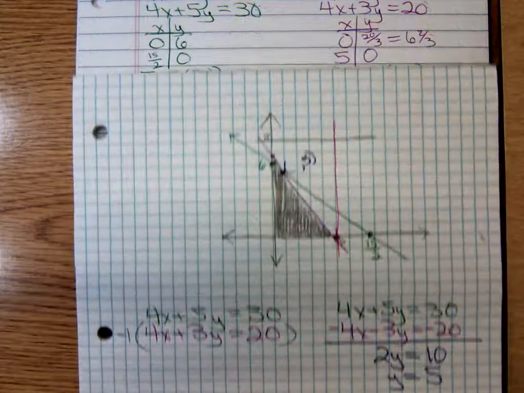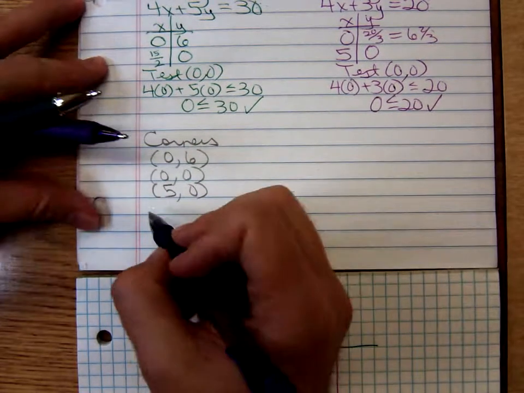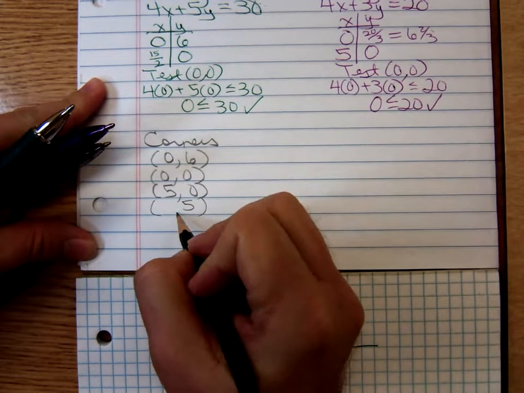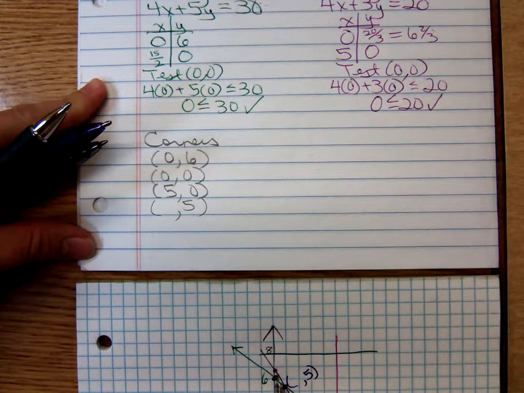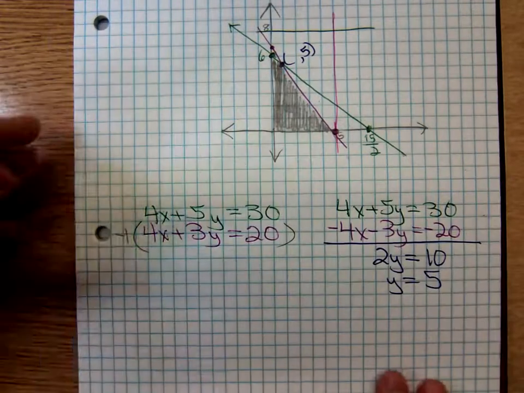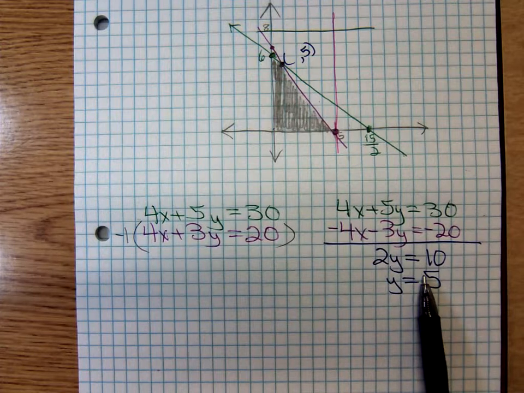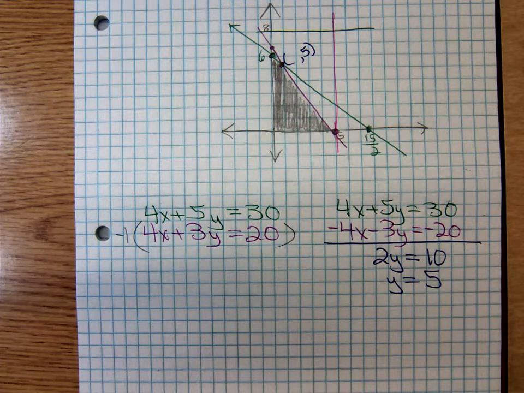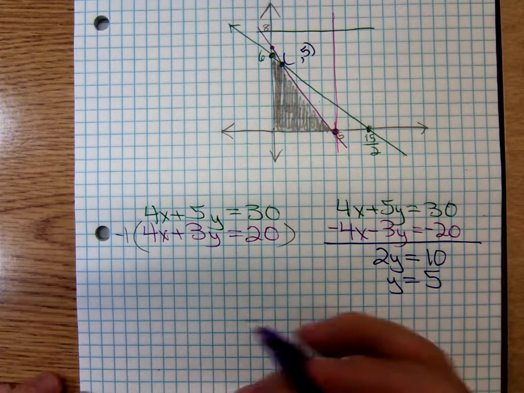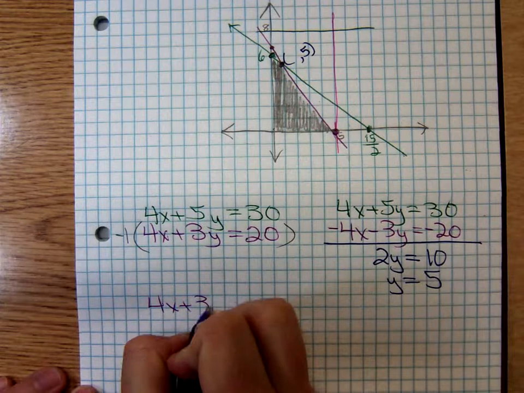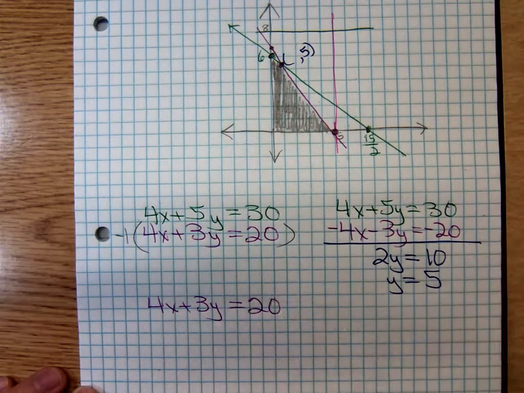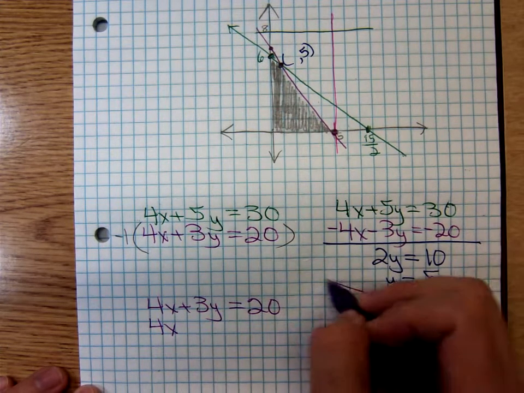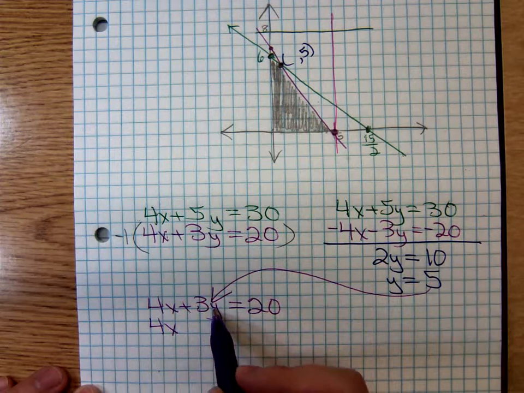So for my list of corners, I know that this last one, the one I'm looking for now, has a y coordinate of 5. I need to find the x coordinate. So I'll come back here. I know y is equal to 5. I'm going to plug y equals 5 into one of these equations. It doesn't matter which one. So I'm going to use 4x plus 3y equals 20, just because the numbers are smaller. So 4x, 3 times y, we're taking that 5 and plugging it in there. 3 times 5, that's a 15.